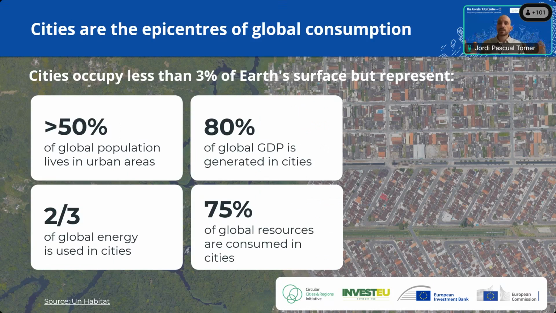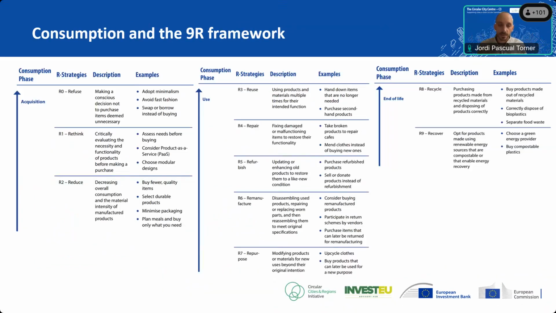So what does circular consumption actually mean? In this guidance document, we have structured it around the 9R framework, which I'm sure most of you know and are familiar with. Moreover, we have structured it in 3 different phases of the consumption act. On the left side, you see the acquisition, right? Which is the place where prevention of overconsumption needs to happen. So here we are talking about refusing, rethinking, and reducing consumption.